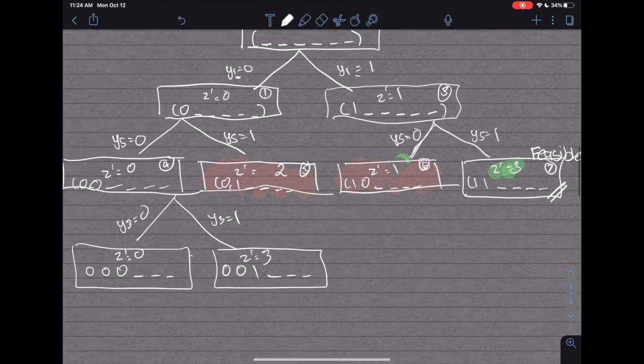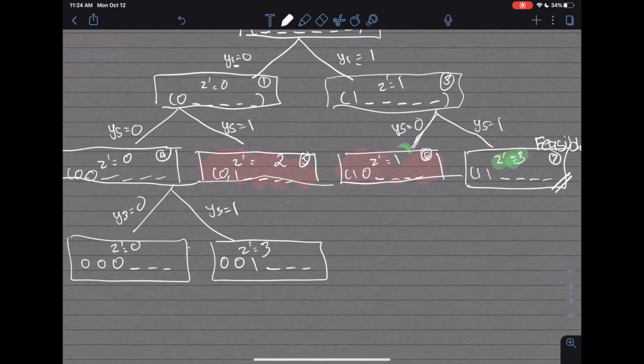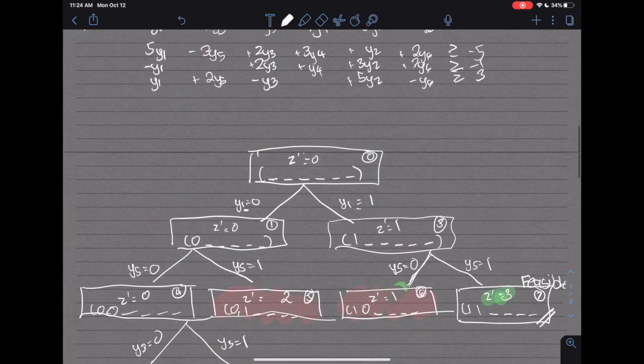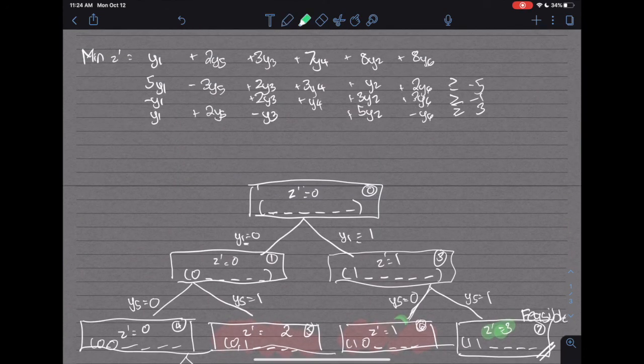Let's name this node 8 and node 9. Let's check the feasibility of node 9. Is 2 greater than or equal to negative 5? Yes. Is 2 greater than or equal to negative 1? Yes. Is negative 1 greater than or equal to 3? No, it is still infeasible.